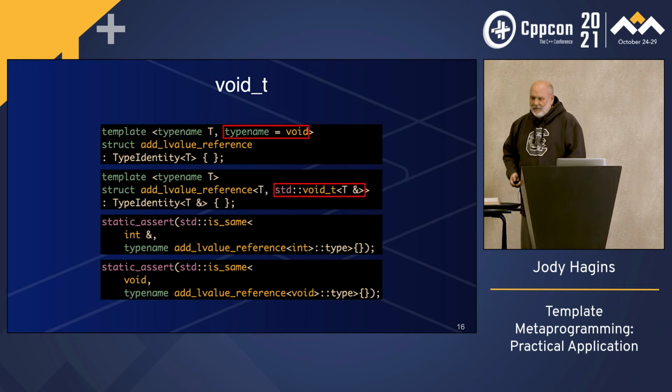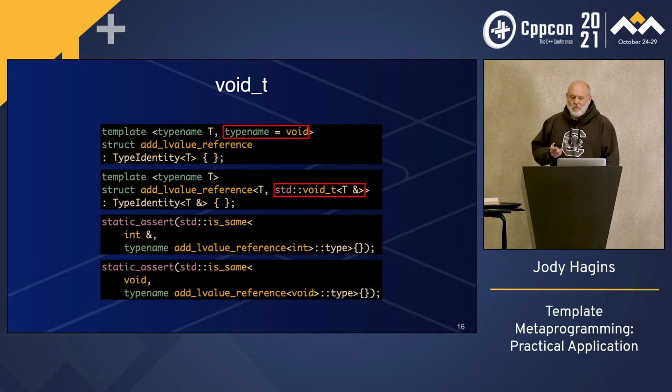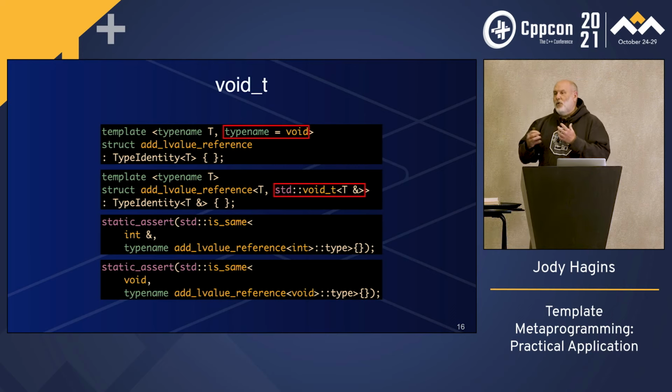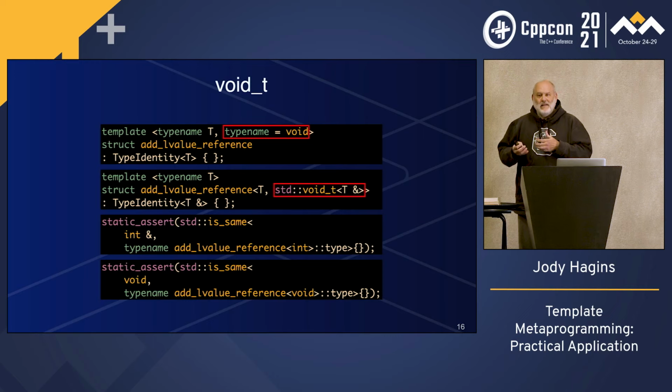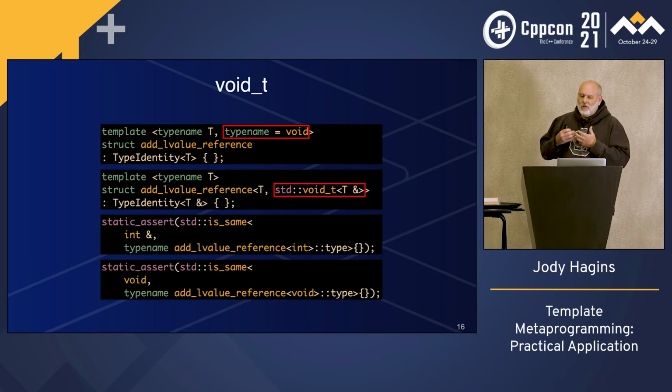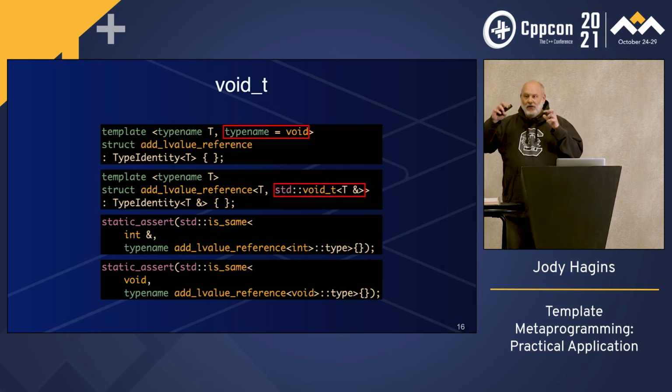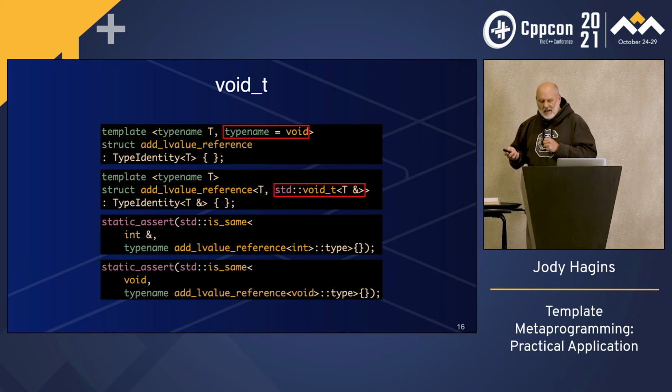So if we provide this specialization, this right here means when tref is valid. Remember I said void_t will return a void if what you give it is valid? If you give it something that's valid, then it's going to resolve to void. If not, then you're going to get an error. Remember that hard error? Well, we don't see the hard error. We'll talk about that in a second.